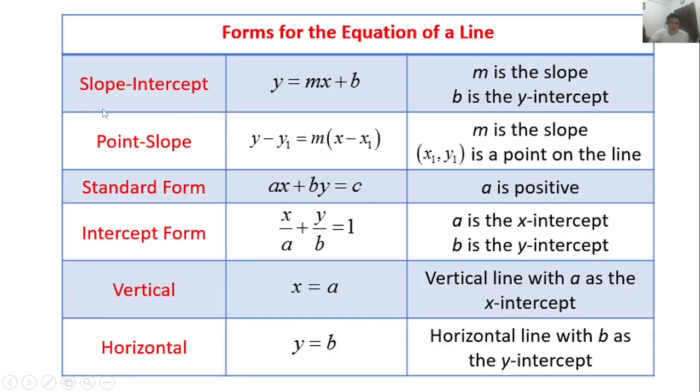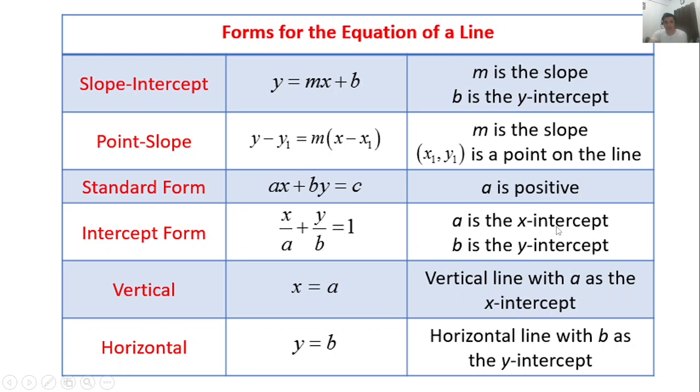Forms of the equation of a line, we have the slope-intercept, y equals mx plus b, where m is the slope, b is the y-intercept. Point-slope, we have y minus y sub 1 equals m times the quantity of x minus x sub 1. m is the slope, and x sub 1 and y sub 1 is a point on the line. The standard form, ax plus by equals c. a is positive, of course. Then intercept form, x over a plus y over b equals 1. a is the x-intercept, b is the y-intercept.